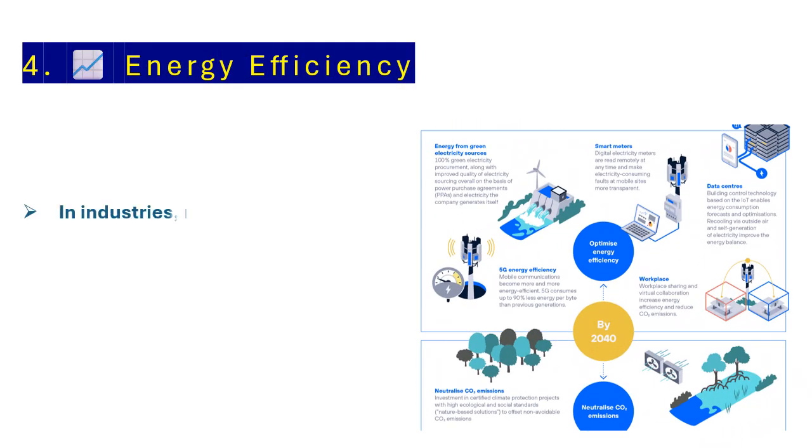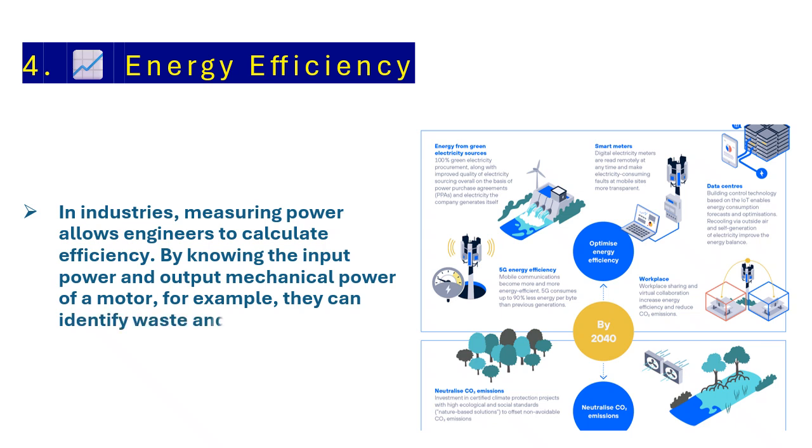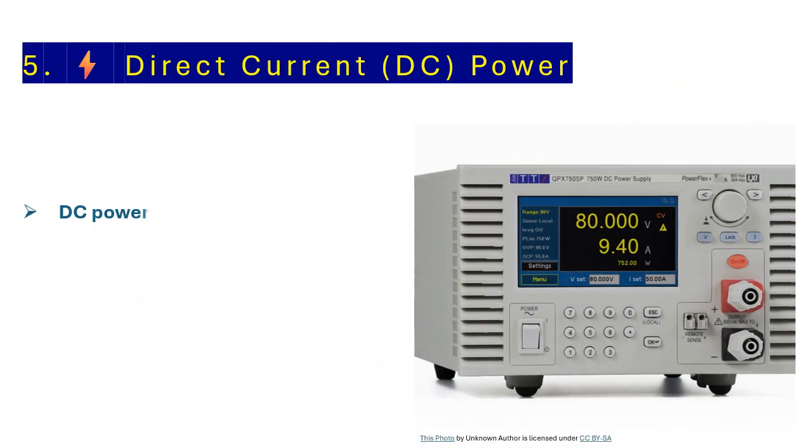4. Energy efficiency. In industries, measuring power allows engineers to calculate efficiency. By knowing the input power and output mechanical power of a motor, for example, they can identify waste and implement improvements.